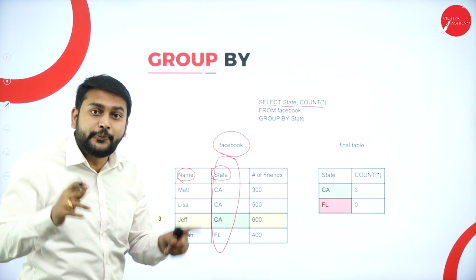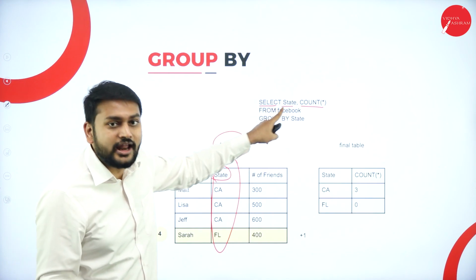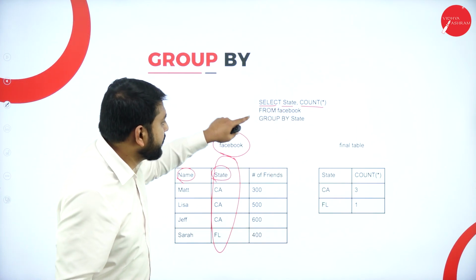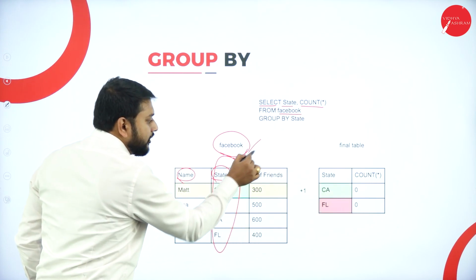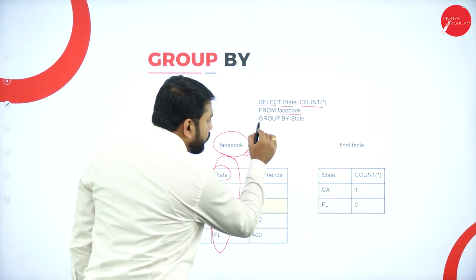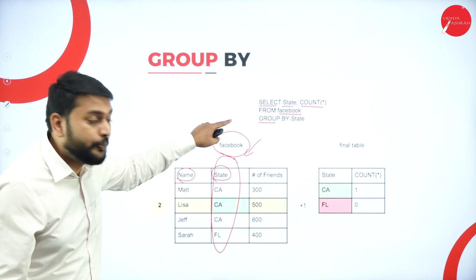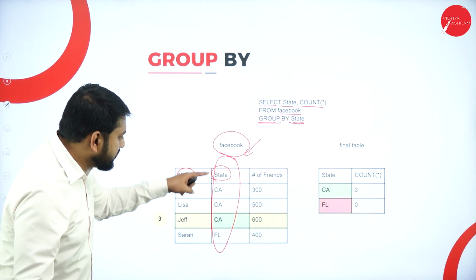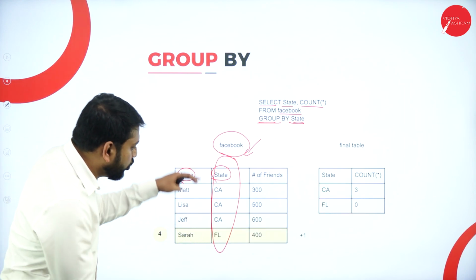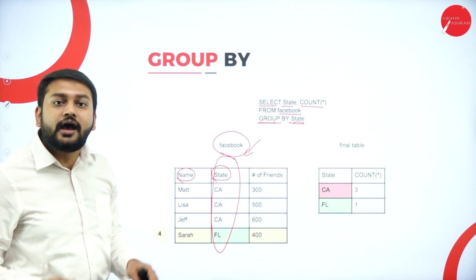My output should give me 2 things: one is state, another one is count. From which table? From the table Facebook, that is this table. What is the condition we have? Group by. So guys, I'm using group by state. State is this column. I need to group this entire column.